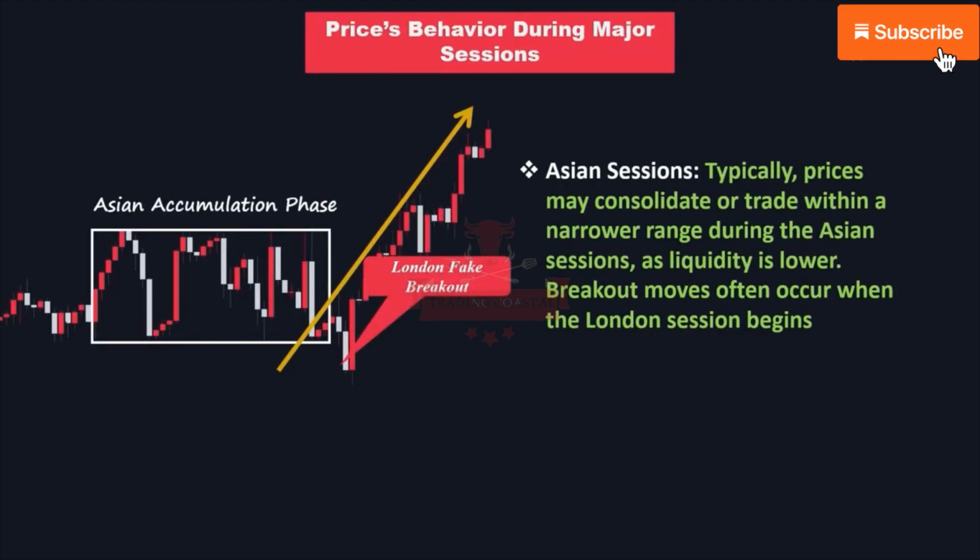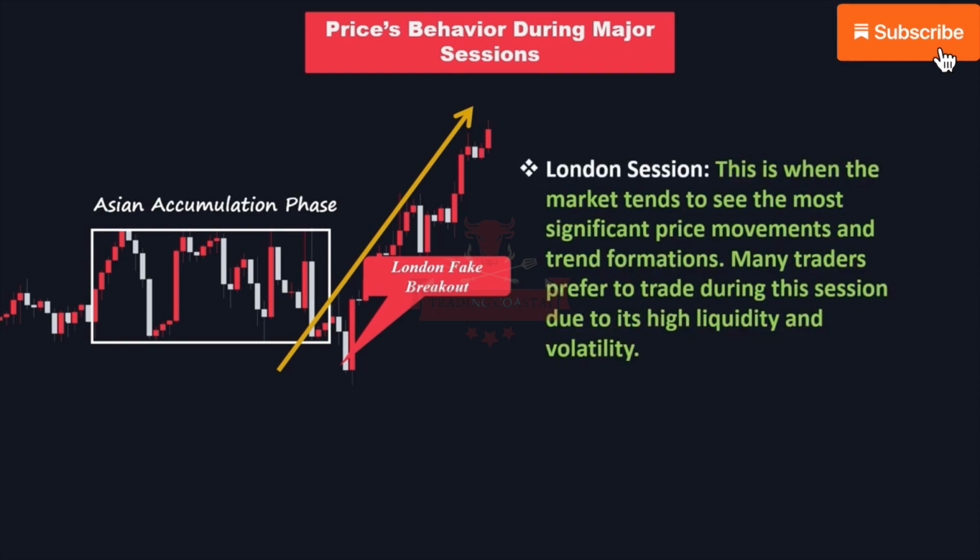Asian sessions. Typically, prices may consolidate or trade within a narrower range during the Asian sessions as liquidity is lower. Breakout moves often occur when the London session begins. London session. This is when the market tends to see the most significant price movements and trend formations. Many traders prefer to trade during this session due to its high liquidity and volatility.